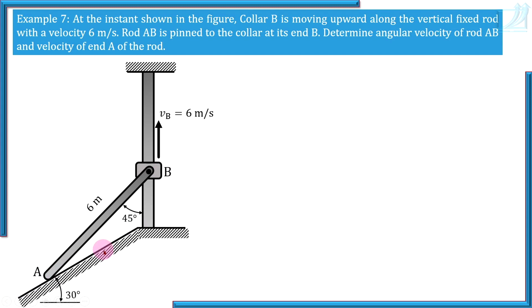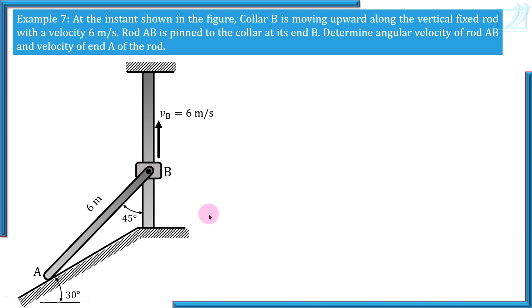So even if there are two moving bodies, rod AB and block B, there is only one rotating body, and that is rod AB. Why are you so sure that rod AB is in rotation? The reason is end B is moving upwards and end A is moving along the inclined surface. Two points on a body are moving in different directions, which means the body is in rotation. So here rod AB is in rotation.